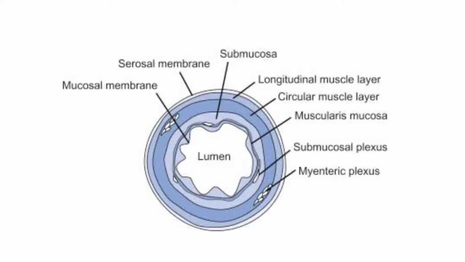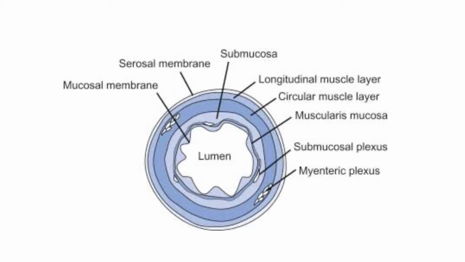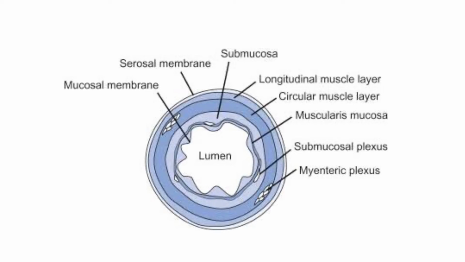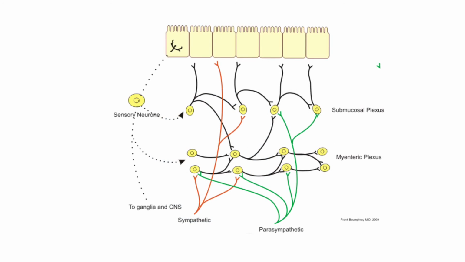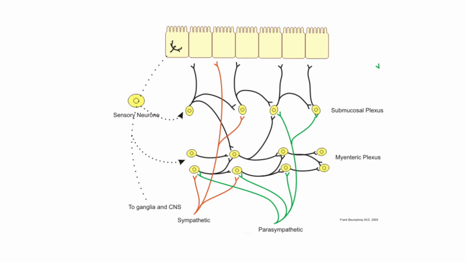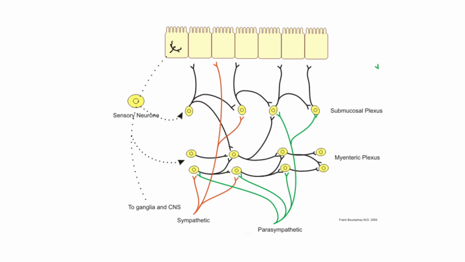After this, we have the innervation. The GIT has intrinsic and extrinsic innervation. I repeat, the GIT has both intrinsic and extrinsic innervation. They constitute the enteric nervous system. Intrinsic innervation has the myenteric and Meissner's plexuses.